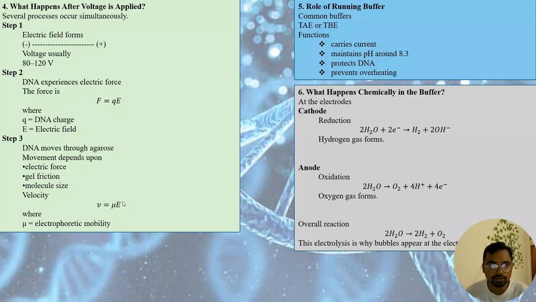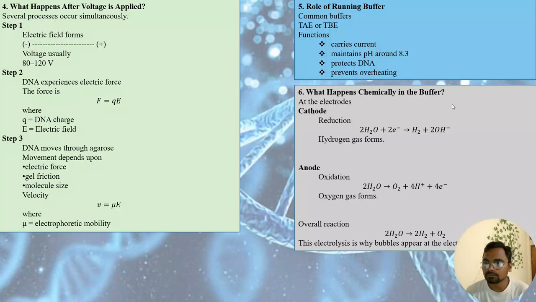So using these, we get an electric field, and the electric field gives velocity. The buffer also has common roles: maintaining the pH, carrying the current, protecting the DNA from damage, and controlling heating so it can carry the current easily. This is done by the running buffer.